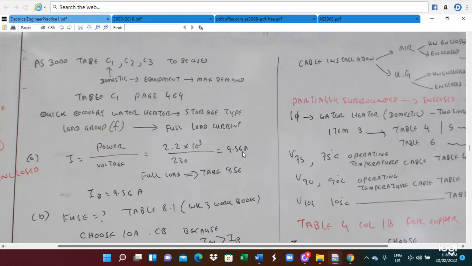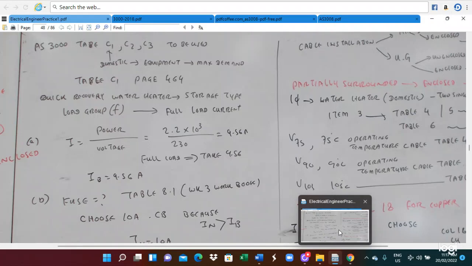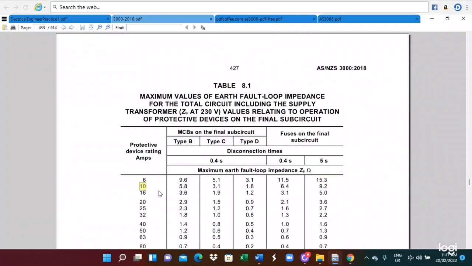For the fuse calculation, we utilize Table 8.1 of AS3000, which is located on page 433. In this case, we take the next rating up, 10 ampere, because the maximum demand current is 9.56. The protective device rating has to be a little more, so we got 10 ampere.